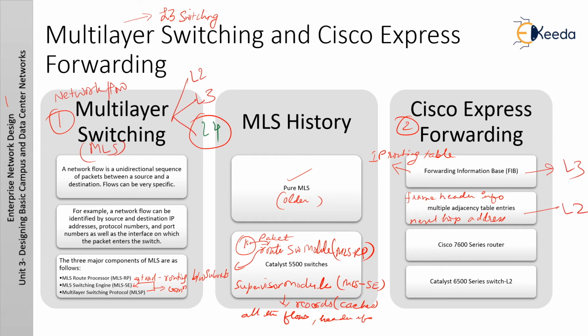Now come to Cisco Express Forwarding. There are two important things. First is the forwarding information base and second is multiple adjacency table entries. The FIB is associated with layer 3, therefore it maintains the routing table. For layer 2, multiple adjacency tables are there, which store frame header information and next hop information or next hop address. These are used in devices like the Cisco 7600 series router or Catalyst 6500 series switches.